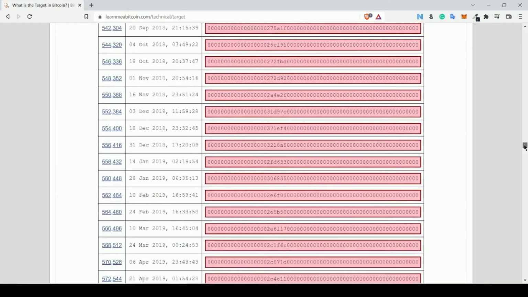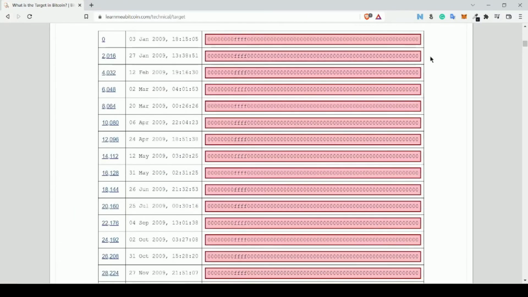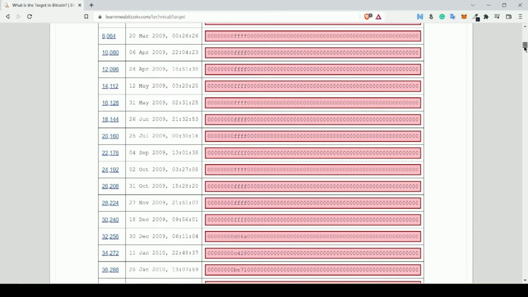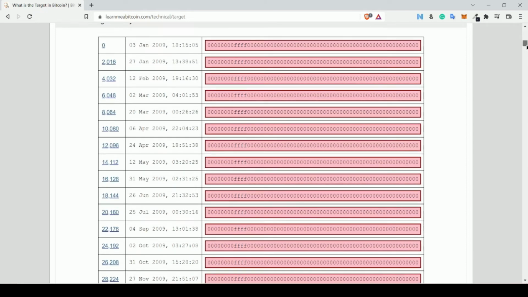And let us see some of the important things that you should notice here. First thing, from 3rd Jan 2009 to 18th of December 2009, the target never changed. You can see that the target is still 00000 FFF 0000 FFF. And why is this so? Because as we discussed, the target should change after every 2016 blocks, or after every 2 weeks, right? But the target was never changing.